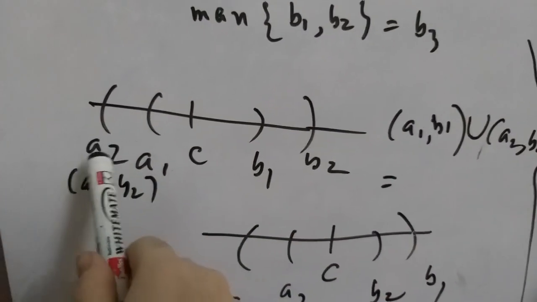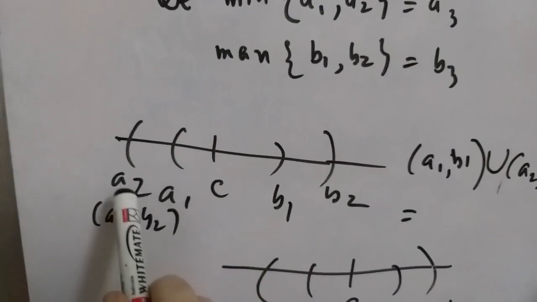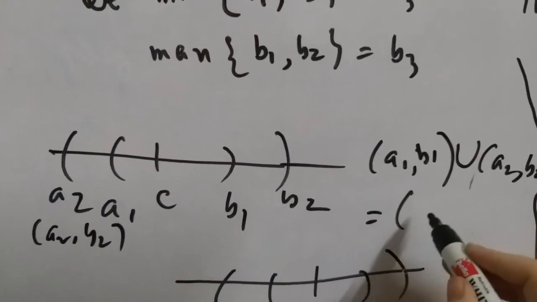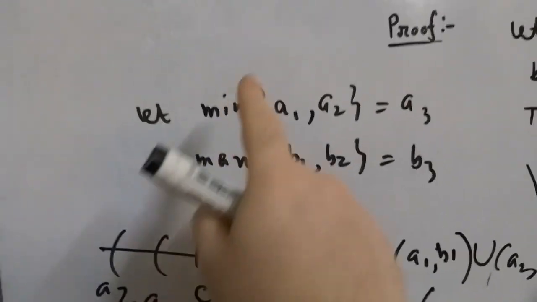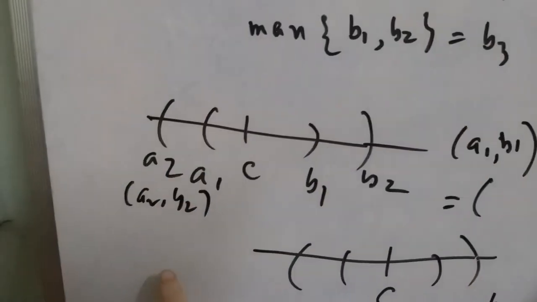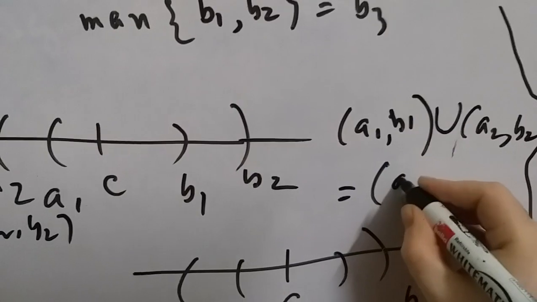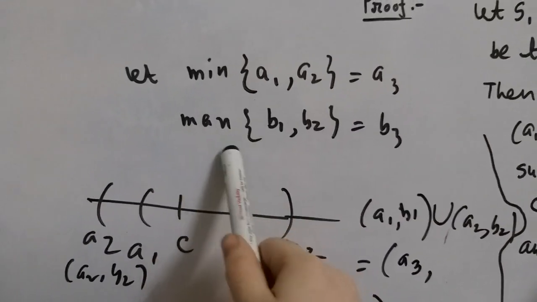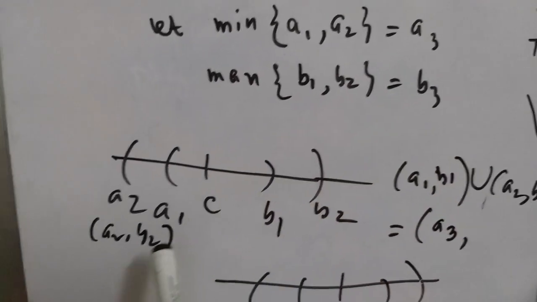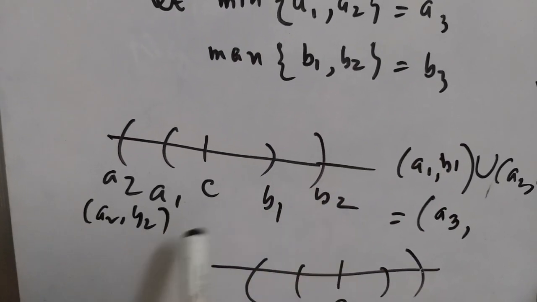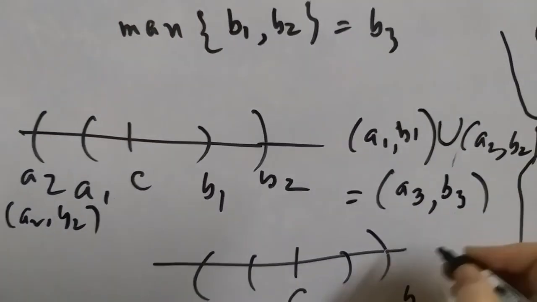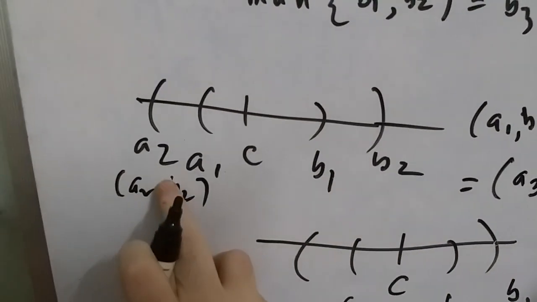So now combining two cases, in this the minimum of a2 and a1 is a2. So here we write a2, and minimum of a1, a2 equals a3. So therefore a2 equals a3, and maximum of b1, b2 equals b3. Here maximum of b1, b2 is b2, therefore b2 equals b3. This is b2.